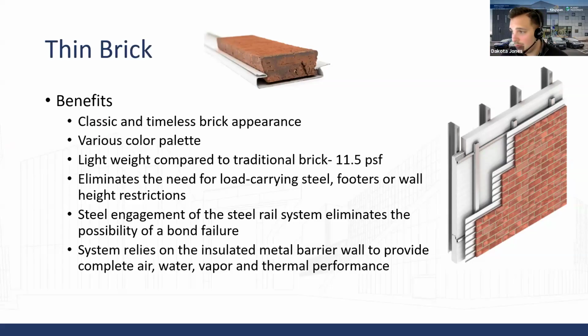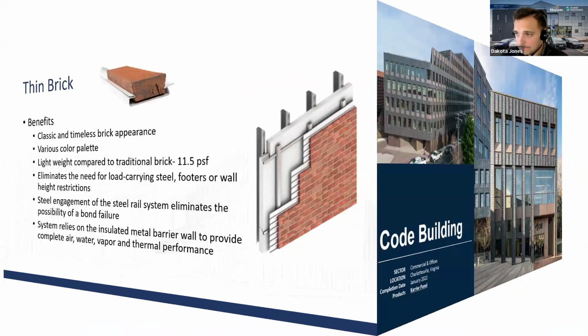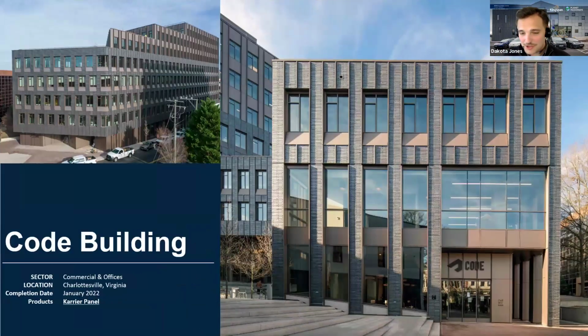And to illustrate how well this stuff can look and perform, especially in conjunction with an IMP, we'll go through a few case studies of examples we've seen. First of which being good old-fashioned code building, fantastic building. You'd look at it and you'd be like, oh, that's a cool brick building. 95% of it is that rain screen IMP in there. So it's supporting this thin brick facade.